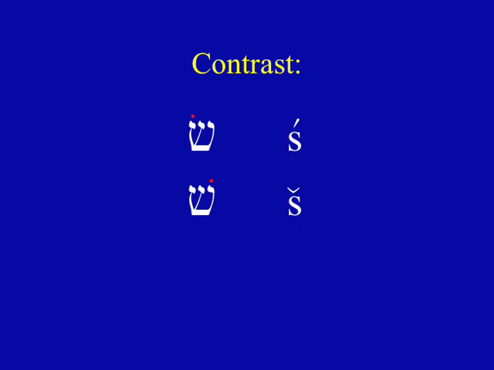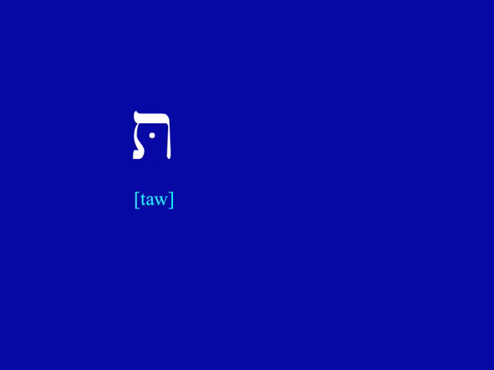Dot written on the left, sin. Dot written on the right, shin. And finally, tav makes the t sound, so we transliterate it with a t. Just remember that tet earlier on was written as a t with a dot under it, but we just pronounced it t. Tav is written with a t when we transliterate, and it's simply pronounced t.